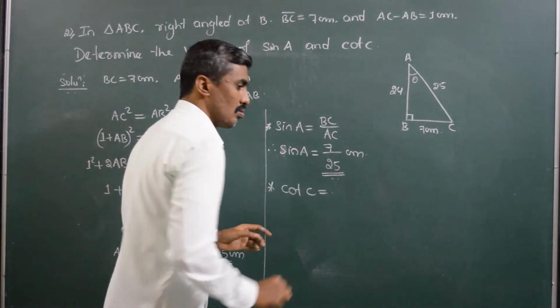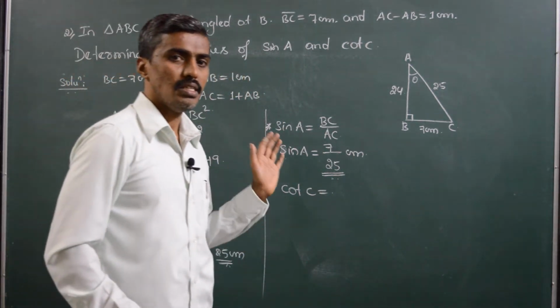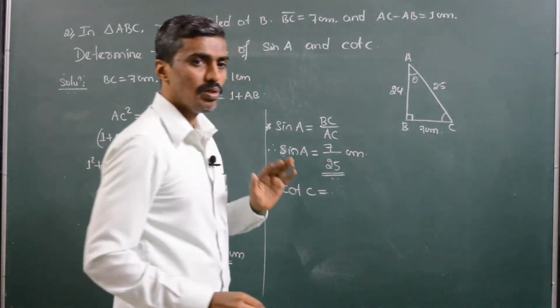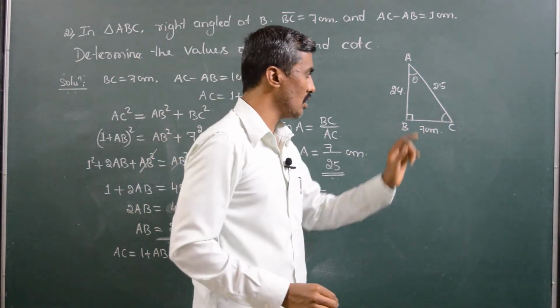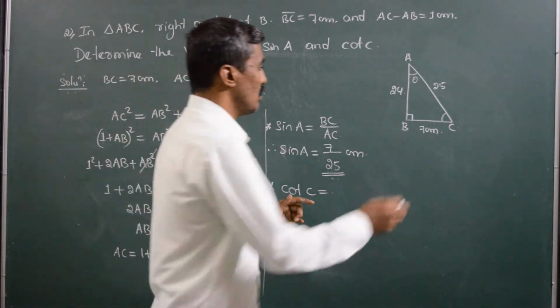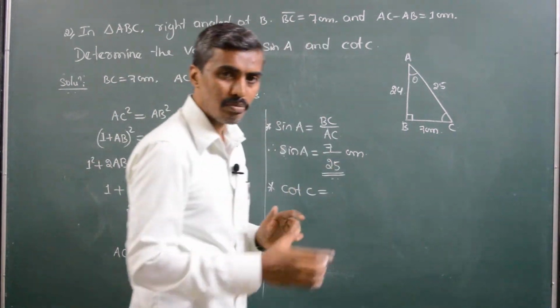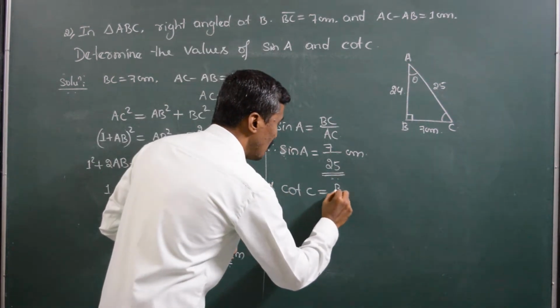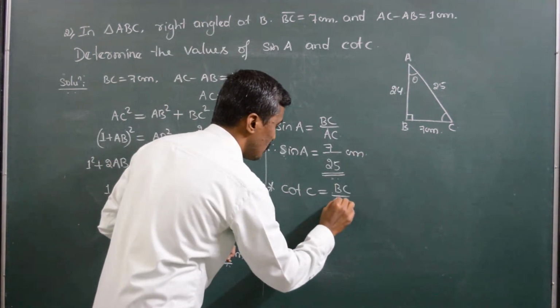Cot C is equal to, what is cot C? That is adjacent side by opposite side. So theta is taken at C. With respect to this angle, which is the adjacent side? BC is the adjacent side. Which is the opposite side? AB is the opposite side. Therefore cot C is equal to BC by AB.